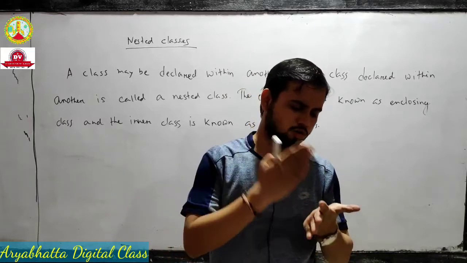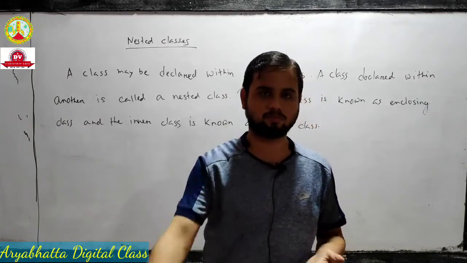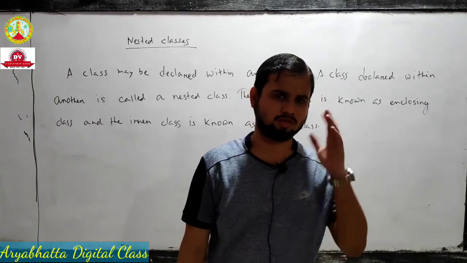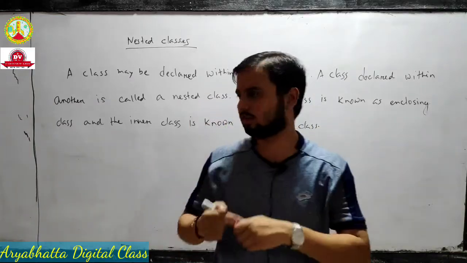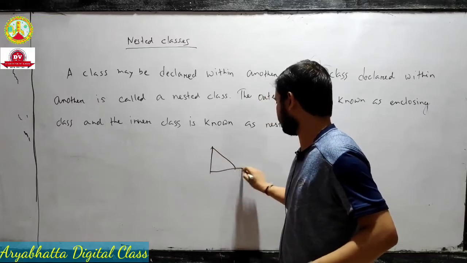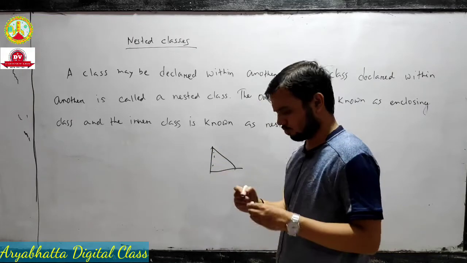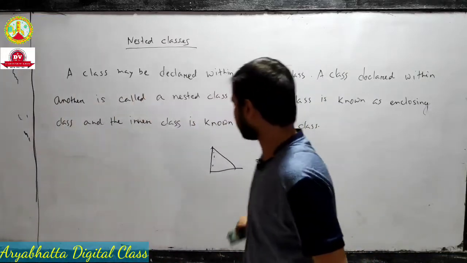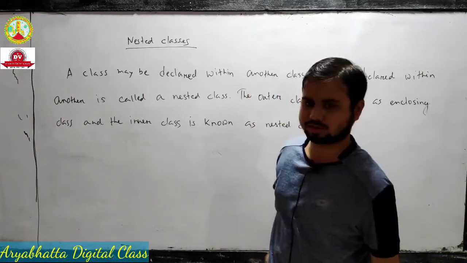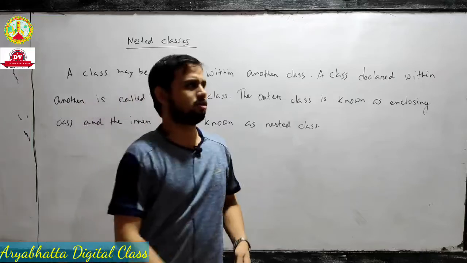Nested loop means one loop within another loop. I hope you remember the star printing program, star designing like this. Means one loop inside another. A similar concept will be there in the class concept. One class is within another class.